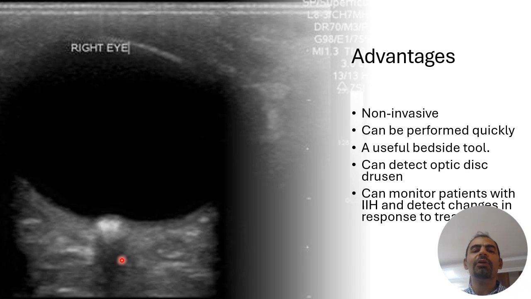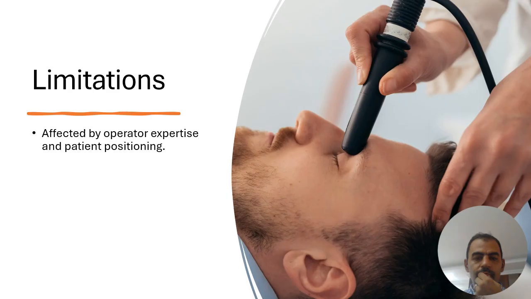This is one of the differentials. It can be easily detected with ultrasound. The main limitation of the ultrasound is that it is operator dependent, so it's affected by the operator's expertise and the patient positioning. That's to say, if the probe, for example, is not apposed to the eye properly or not at the proper angle, or if the patient is moving the eye slightly to the right or slightly to the left, this may give false results.